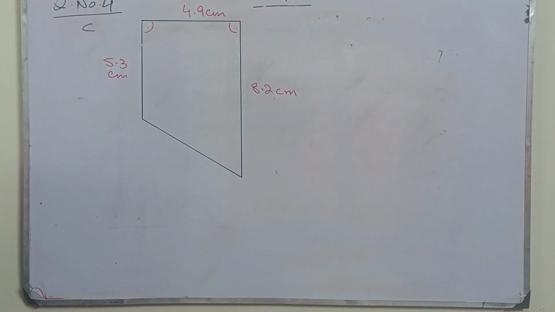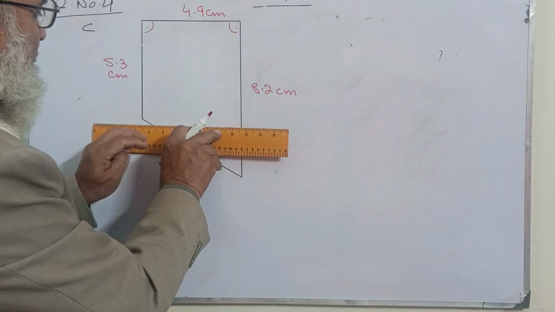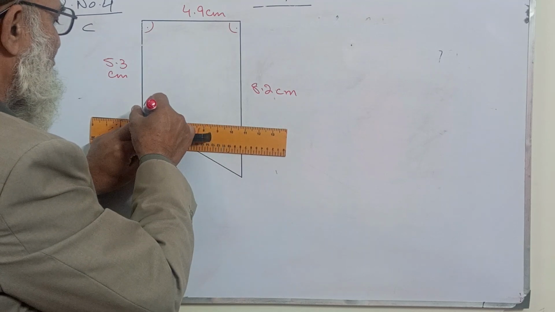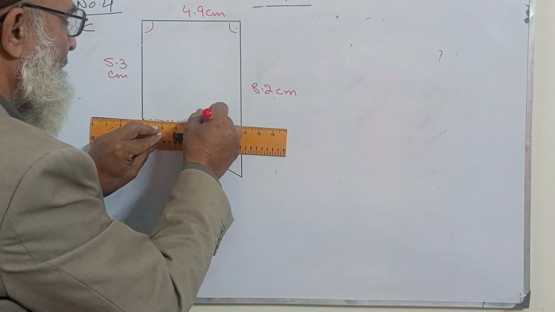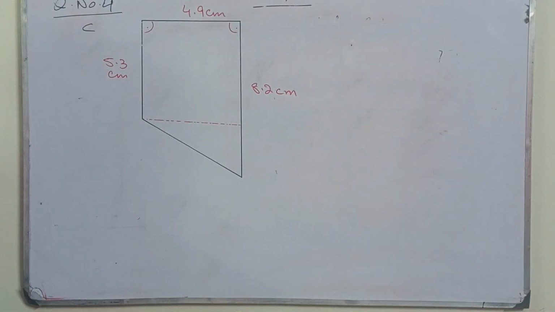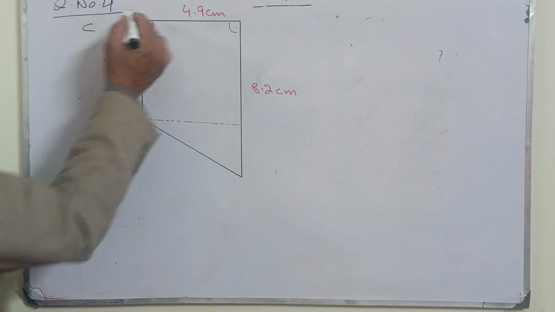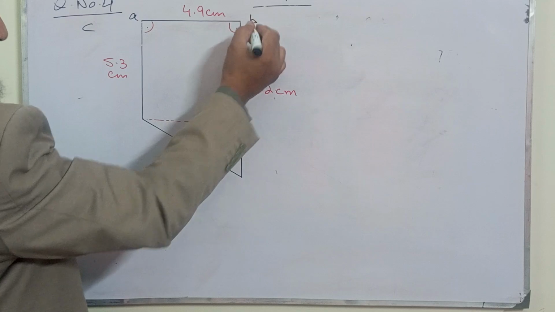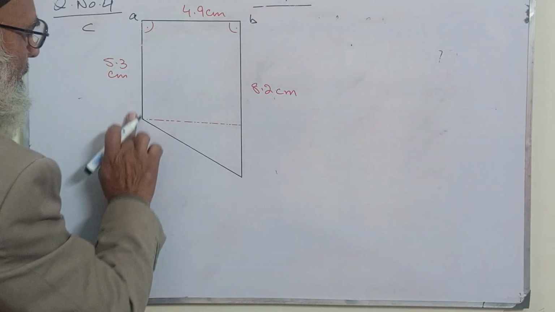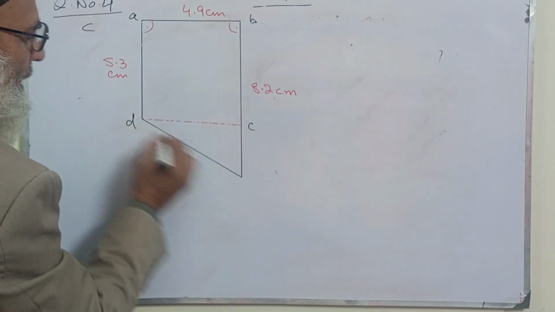Now first, we will divide this figure into two subsequent figures: one is a rectangle and the other is a triangle. Let me give them names so we can easily proceed: A, B, C, D, and E.